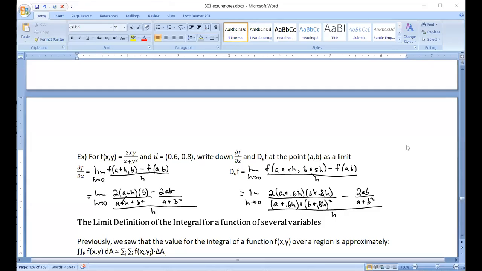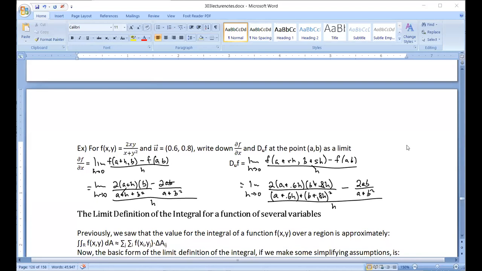Okay, so next we look at how we use limits to define integrals, particularly in the case of a function of several variables. So we sort of saw part of what we're going to need previously. Previously we saw that the value for the integral can be approximated by a double sum. So let's break down again where this comes from.